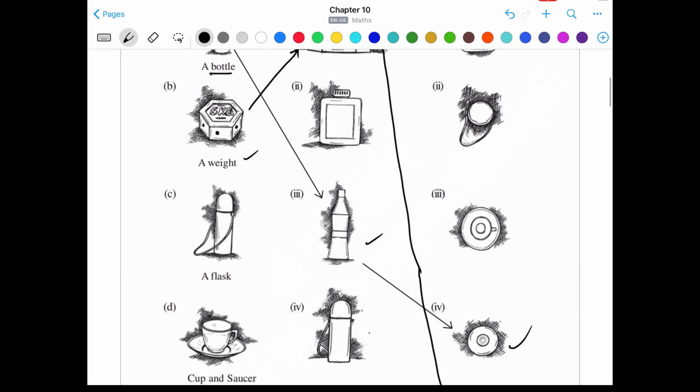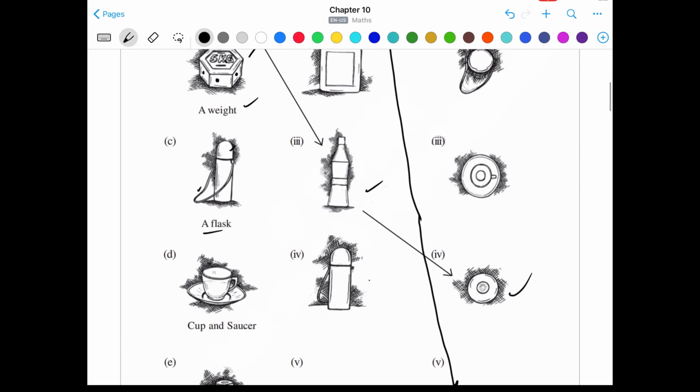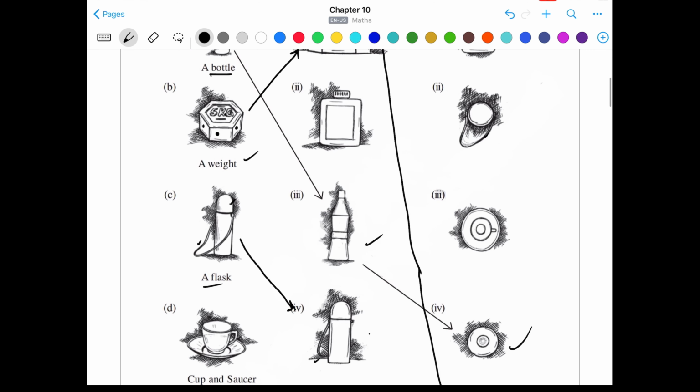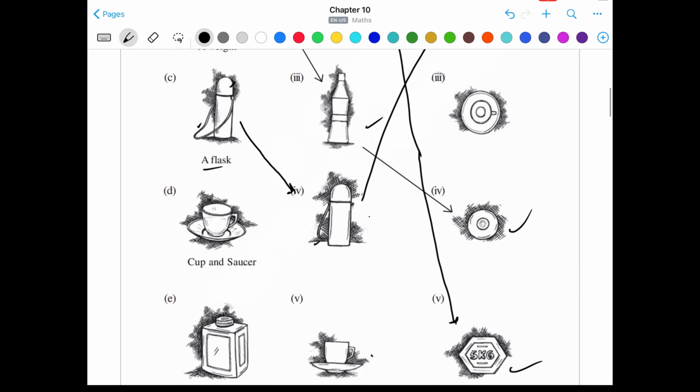Next one is a flask. Now you can see it's a bottle connected with a strap. So clearly we can see the strap here. So this one will be its side view, and its top view will be again this circle in the center and then a strap connected to it. So its top view will be this second figure. Now next is a cup and a saucer.